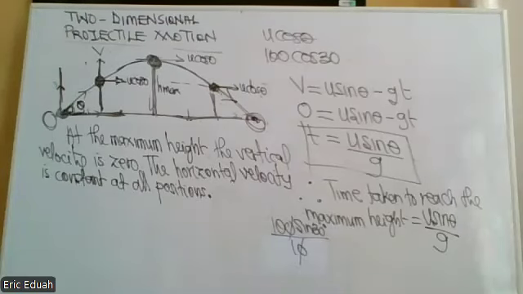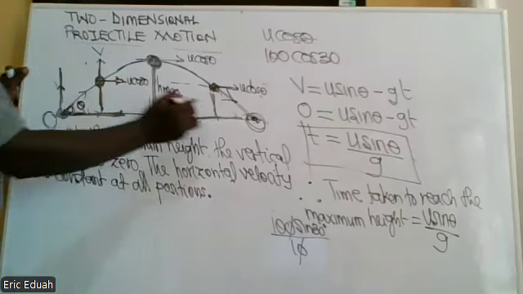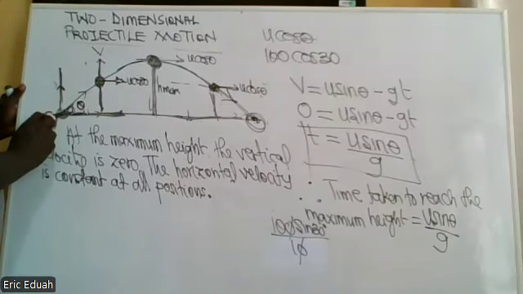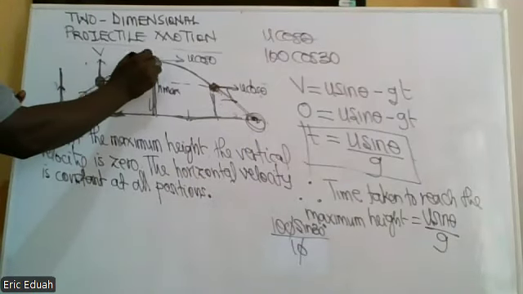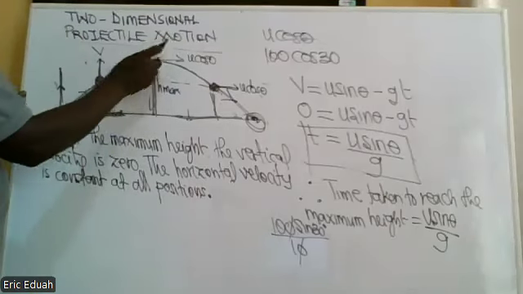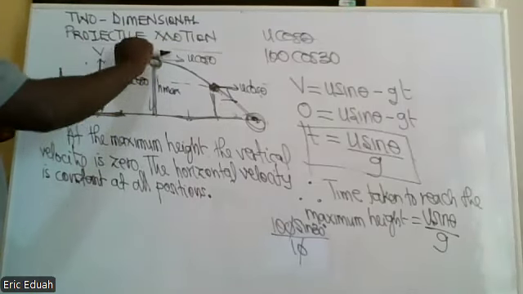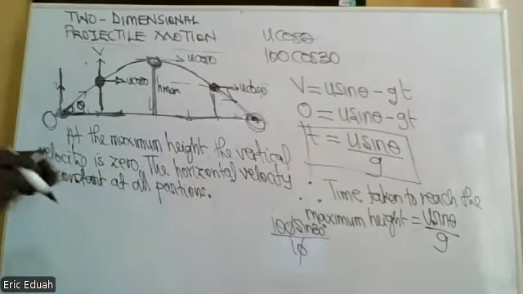Then let's look at the equation for the maximum height. Before I talk about that, look at something. From ground to ground, it is projected from the ground and drops to the ground. If it takes 5 seconds to reach this point, what will be the time taken to drop to the ground?